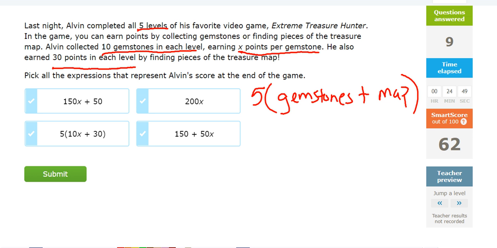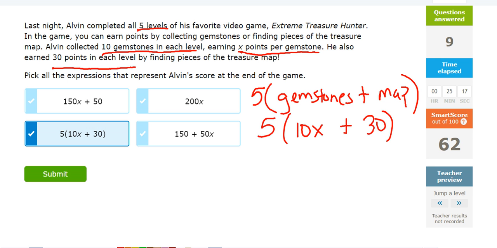So how many points did he get from the gemstones? 10 gemstones at each level, X points per gemstone, so that's going to be 10X. Plus, he got 30 points for the map, so plus 30. But since that happened on 5 different levels, you have to multiply this entire expression by 5 because it happened all 5 times. And there's your first answer.